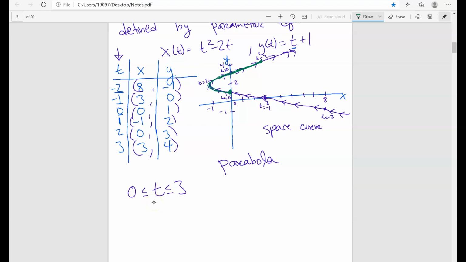Okay, so now in the next video, we're going to finish up parametric equations. I'm going to show you how to eliminate the parameter, and then we're going to do a couple more graphing problems.